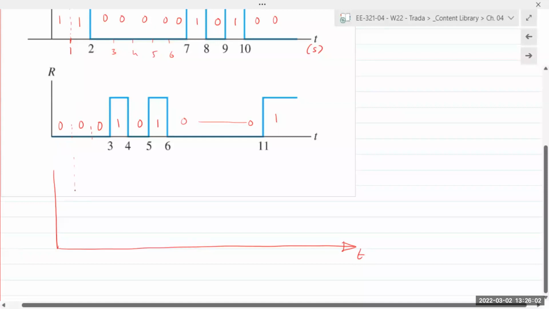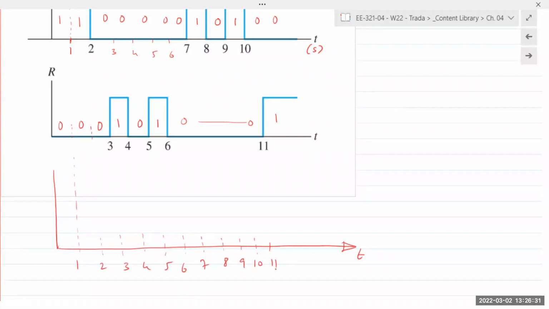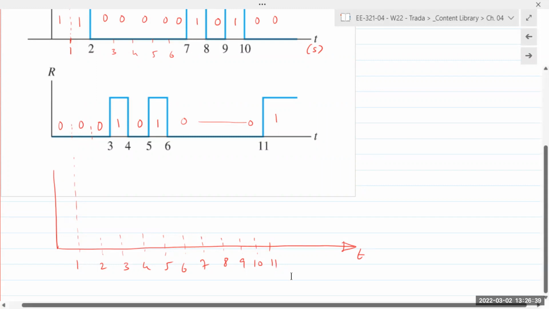T, then 1, 2, 3, 4, 5, 6, 7, 8, 9, 10, and then 11. Right. So the timing diagram again for any logic circuit would work the exact same way. Timing diagram, we're going to take the inputs and predict what the output is based off of the truth table.